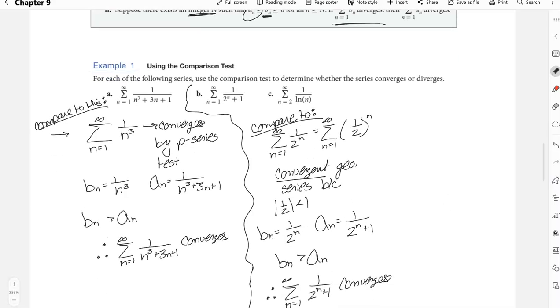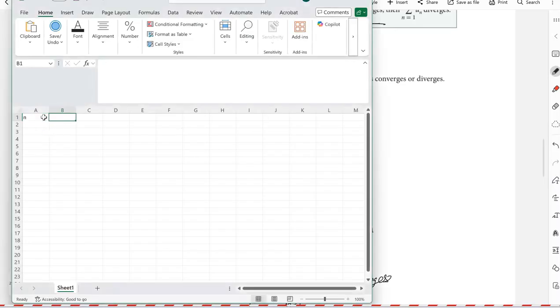Now, I don't really know what's going to happen with 1 over the ln of n, so let's create a spreadsheet to figure out, is this going to converge or diverge? So I'm using Excel. n is starting at 2, so this is going to be equal to 2 plus 1, and then I can just add quite a few terms here. Then I'm going to change this to 1 divided by ln of n. This column is going to tell me what that term is. So when n is 2, I'm going to get about 1.44.